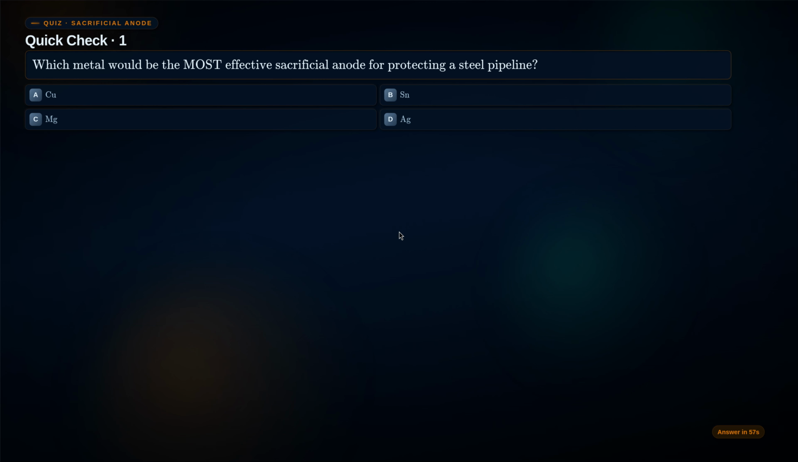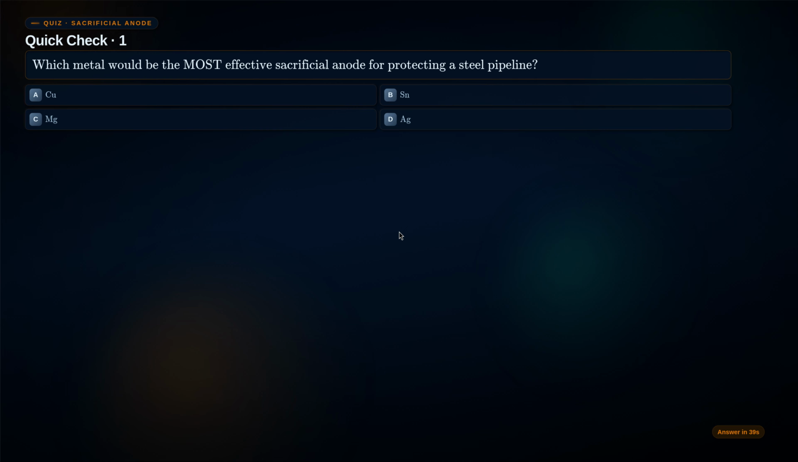Quiz question 1. Which metal would be the most effective sacrificial anode for protecting a steel pipeline? Option A, copper. Option B, tin. Option C, magnesium. Option D, silver. Take a moment to think.